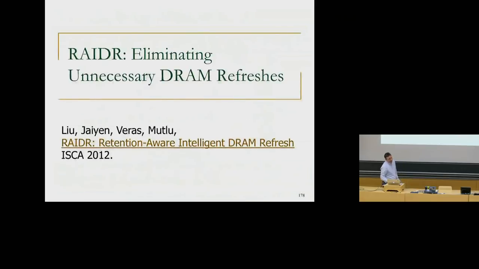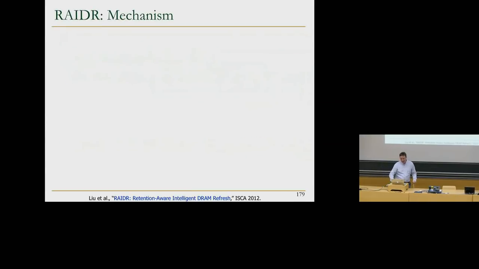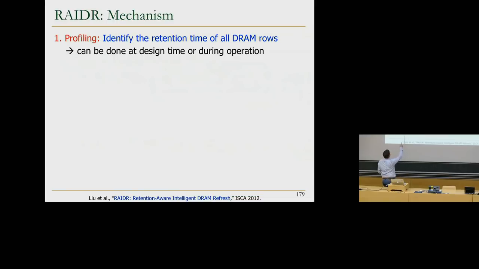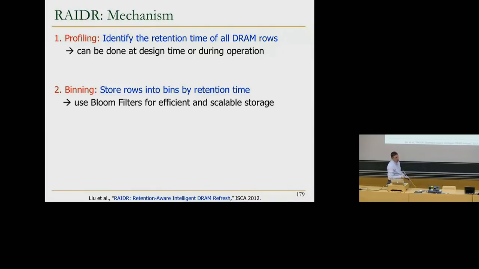So the work that was again done by Professor Mutlu is RAIDR. You could have a good business selling acronyms to researchers. Eliminating unnecessary DRAM refreshes is the same thing. So you need to somehow generate a profile, identify the retention time. You store the rows according to, I mean, you bin them. It's not like you need to know, does this one need 67 milliseconds or 68? You say, okay, this is 64, this is 128, this is 256, and this one forever.